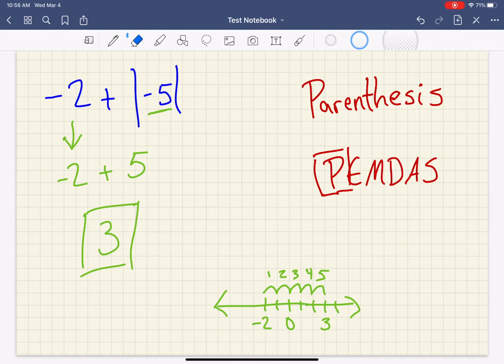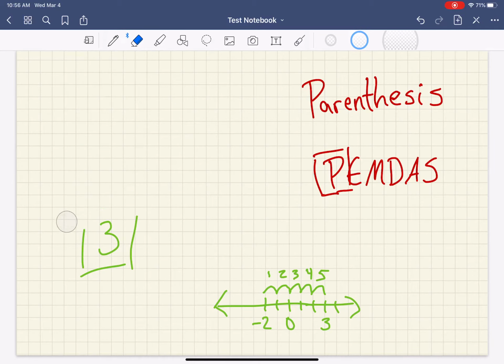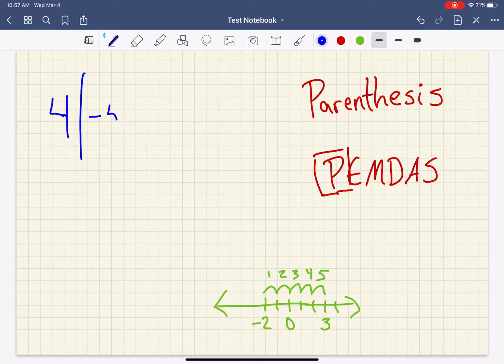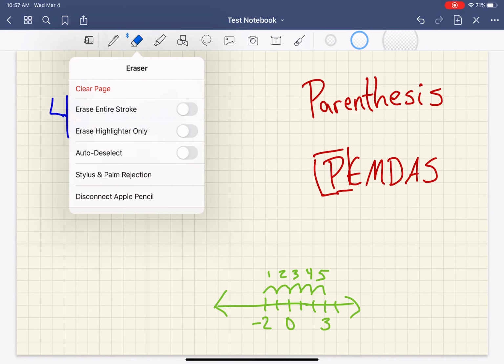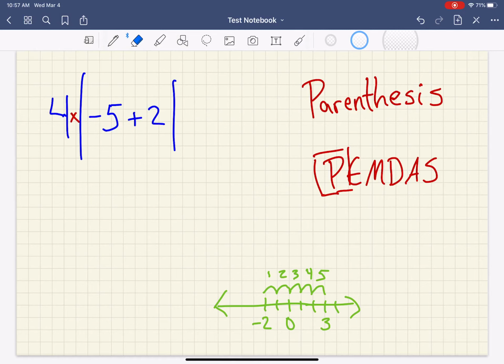So what if we found an absolute value sign in a multiplication problem? Something like 4 times the absolute value of negative 5 plus 2. Remember, we don't actually need a multiplication sign here, because anytime you see a number next to a series of numbers in a parenthesis, then you're just going to treat it like multiplication. Oh, sorry, I just erased some of our work there. Let's put that back. So this is 4 times the absolute value of negative 5 plus 2.